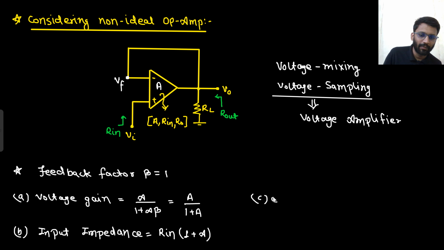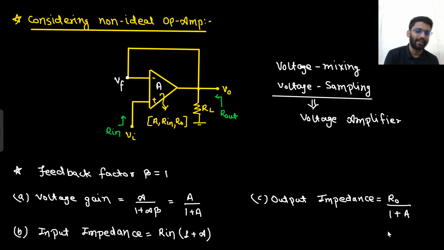And what will be the output impedance? For a voltage amplifier, output impedance is low or high? The output impedance is low. So what will be your output impedance? That would be R naught into 1 plus A. Sorry, R naught by 1 plus A. Since it is less, I will be dividing it. R naught upon 1 plus A beta, where beta is 1. So R naught by 1 plus A. That's it. So this is how you can directly write it, or you can derive as well.